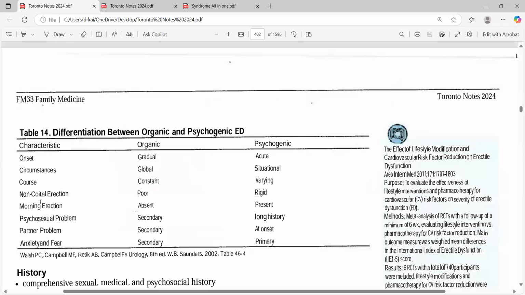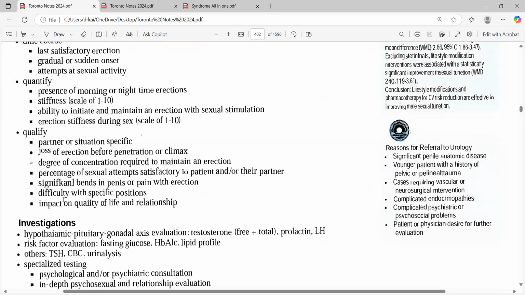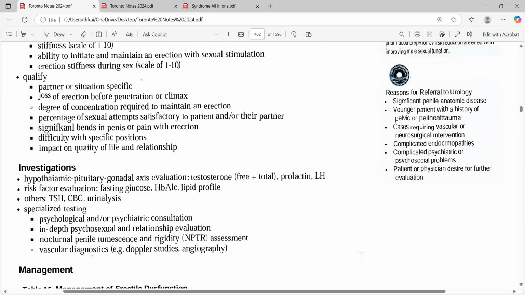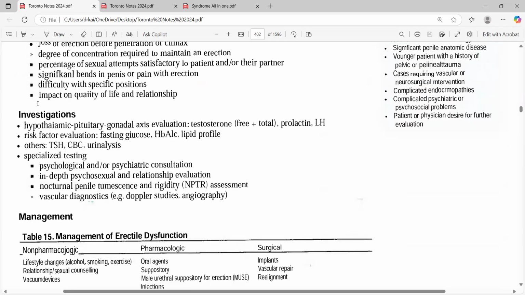So you go with the history, asking about what is going on, their satisfactory reaction, then onset, their sexual activity, how often they get engaged, and all that. Then investigation, checking from where it's coming from. Is it central or is it peripheral? So those ones. Then psychological, psychiatric, then psychosexual, and then relationship, penile transference test, and PTR.